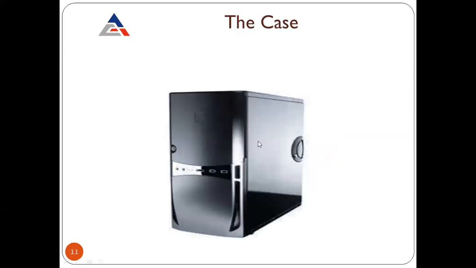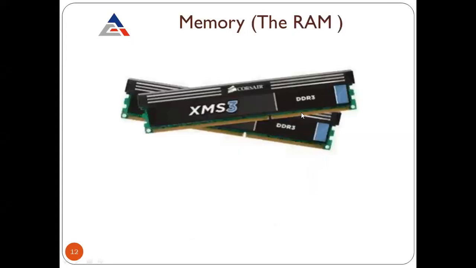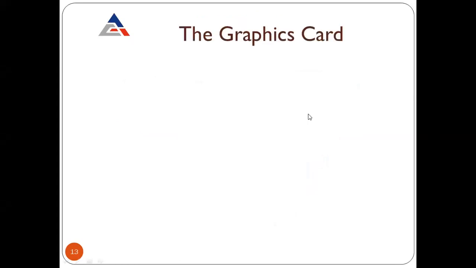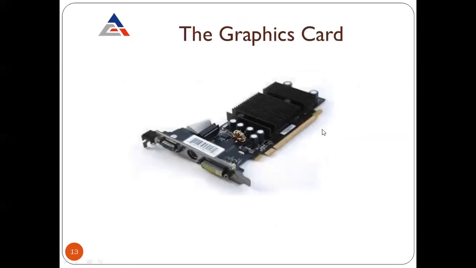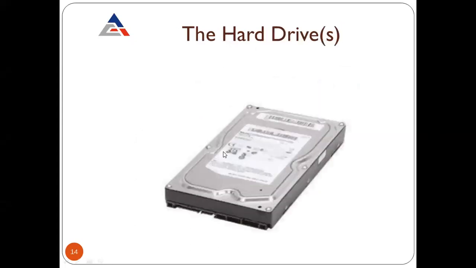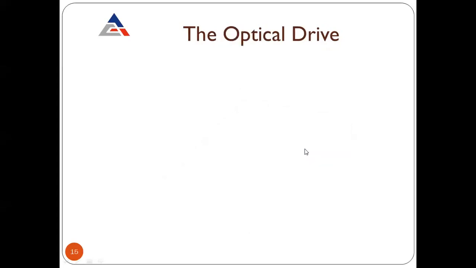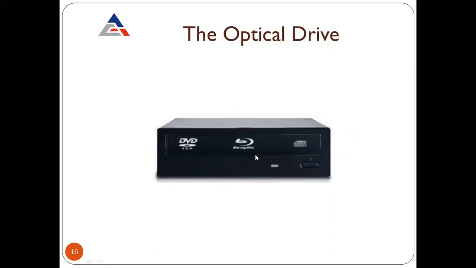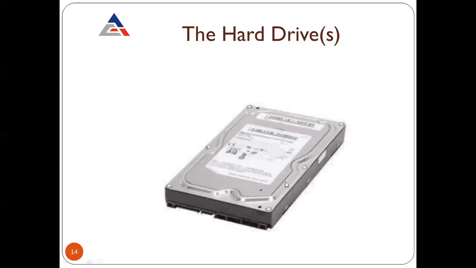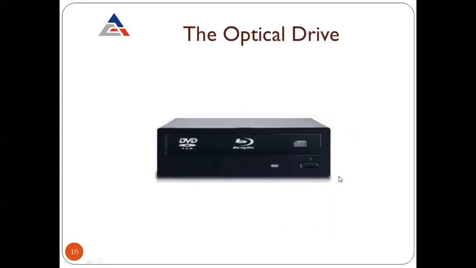This is the case. Case means this cabinet. Memory, RAM memory. This is the graphics card. This is the image of a graphics card. Hard drive. We have seen this in our previous lecture in our lab. This is a hard drive. An optical drive looks like this. This is a hard drive and this is an optical drive.